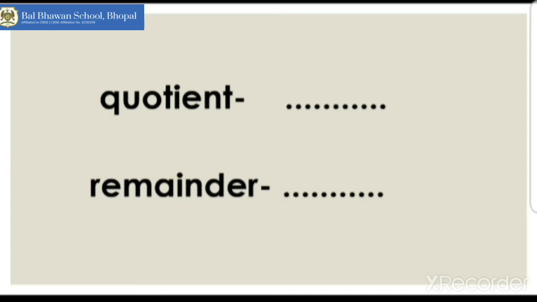So what is the quotient here? The quotient is 7 and the remainder is 0. This way children, you have to follow all the steps and do the questions of short division.